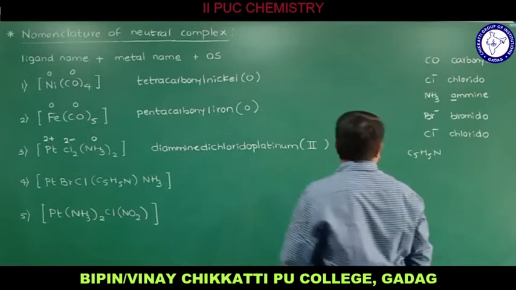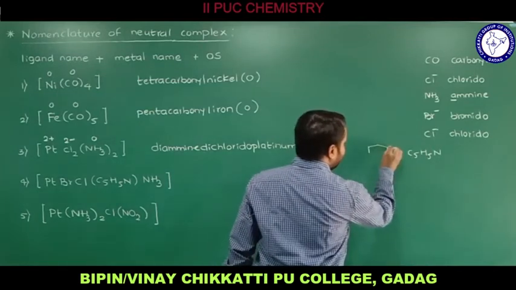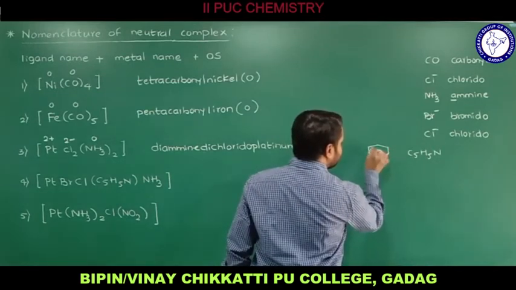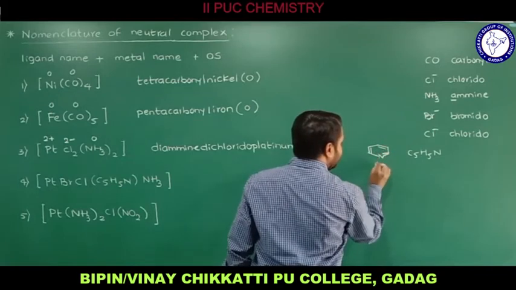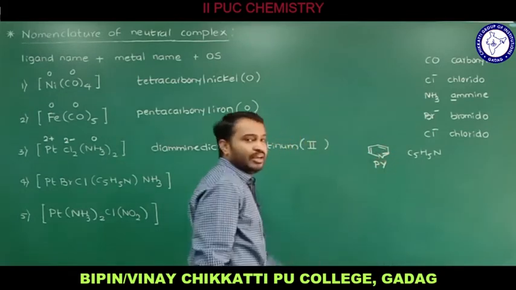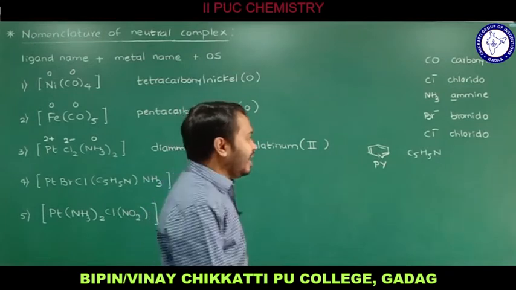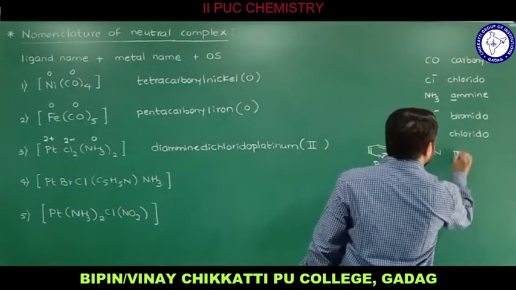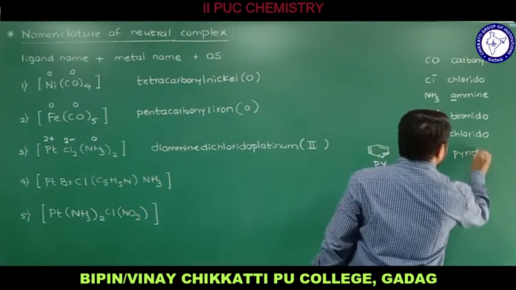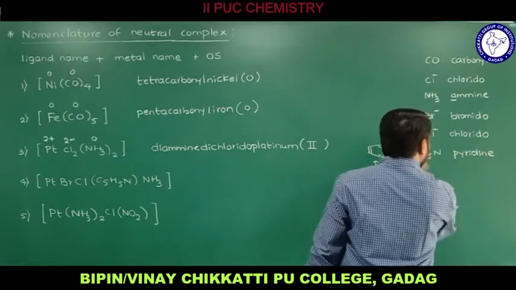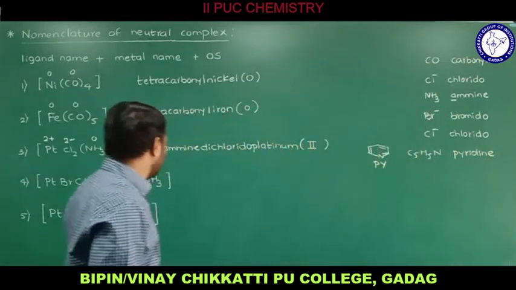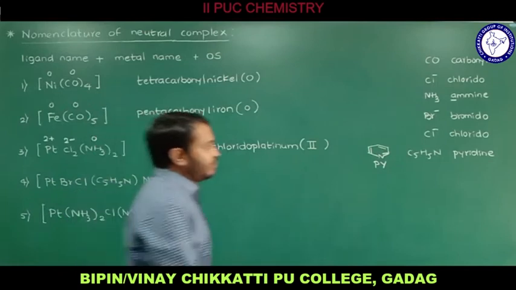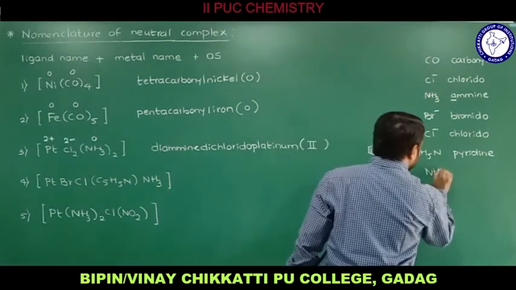C5H5N, actually, we write in this fashion, and in short we write PY, pyridine. The symbol will be PY, and this is pyridine. This is also a neutral molecule because we don't have any charge over there. Next we have NH3. What is that? NH3 will be ammine.